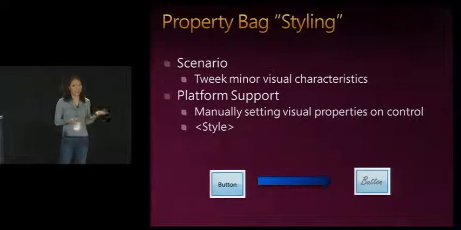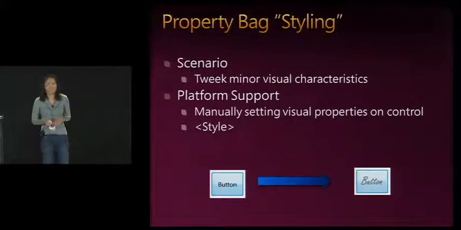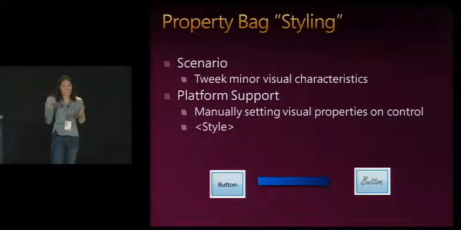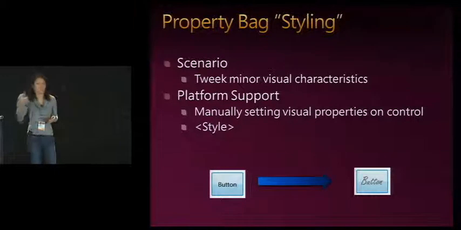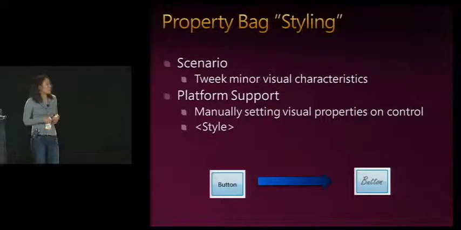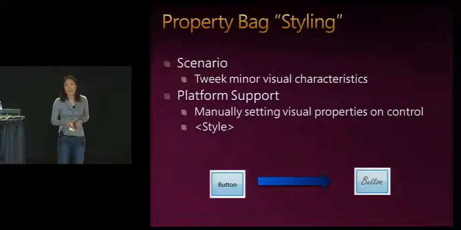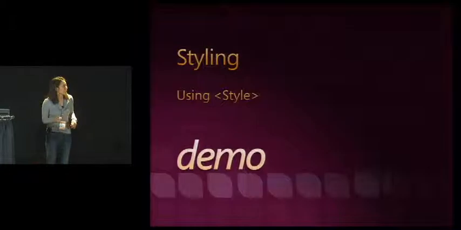The first is probably the most obvious. You can go ahead and on your control set the background property, set the foreground property, set the font family property. And of course that works, but it gets to be a little tedious and is not the greatest if you're trying to style a bunch of different controls. So the second method that we offer for property bag styling in Silverlight 2 is the style element. And the style element is a property bag that you can apply to multiple instances of a control. And we'll go ahead and look at that now.